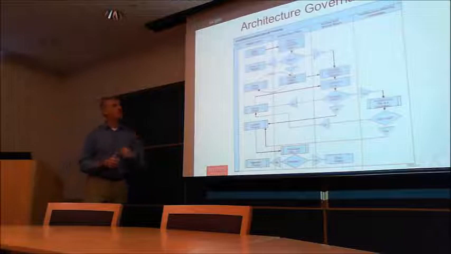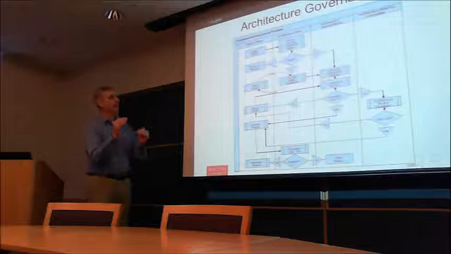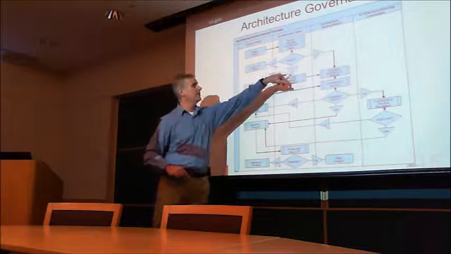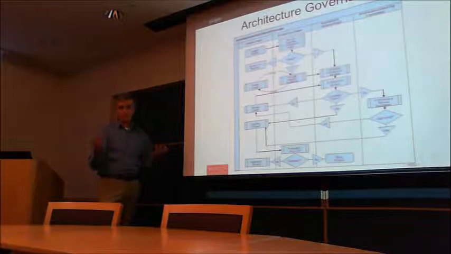This is a diagram, it's in our charter of our governance and how different things should come in. There's different points where we assess something and it will go a certain path based on the cost of the project.